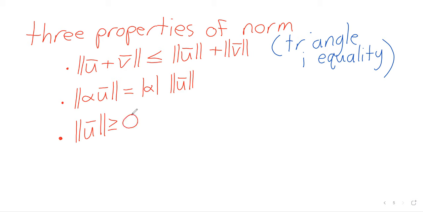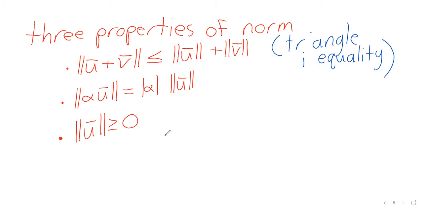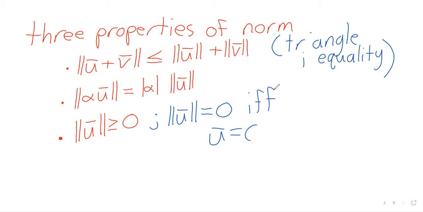If we think of the norm as a length, it makes perfect sense that a length cannot be negative. The norm of any vector is greater than or equal to zero. And just like here, where we then had an additional piece of information, the norm of a vector equals zero if and only if the vector is the zero vector.